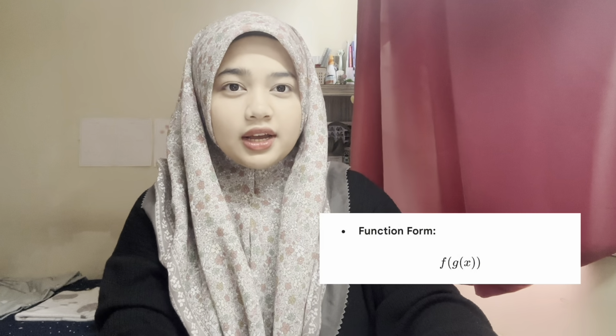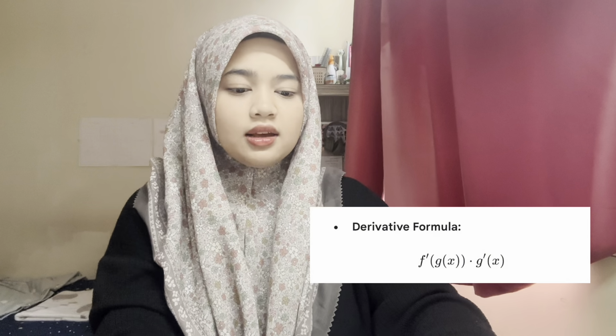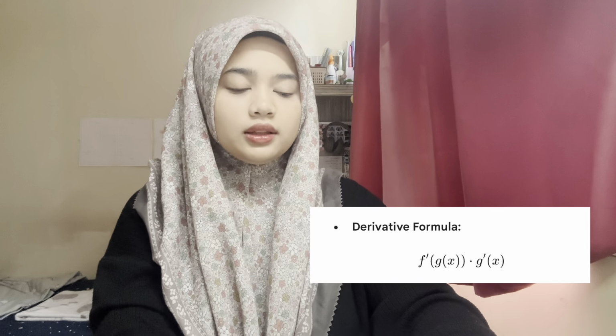So the last technique is chain rule. This is for composite function, a function within a function such as f in bracket g(x), where the derivative of f in bracket g(x) is f prime in bracket g(x) times g prime. So we're going to continue to question 2.